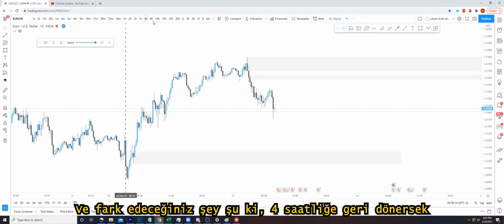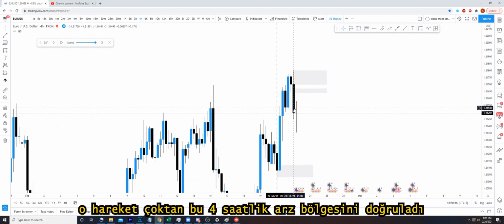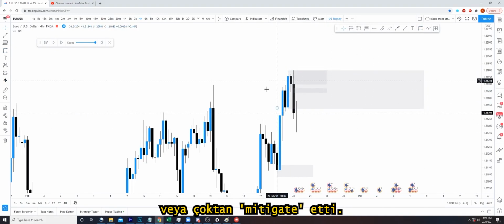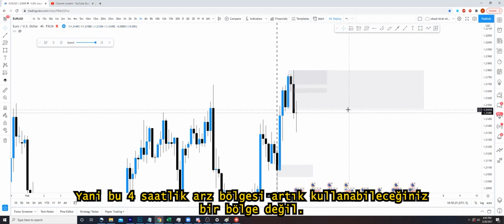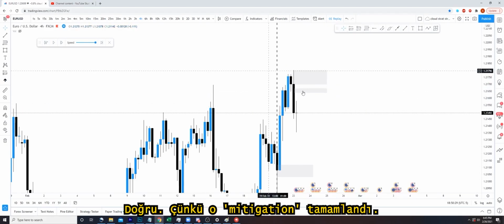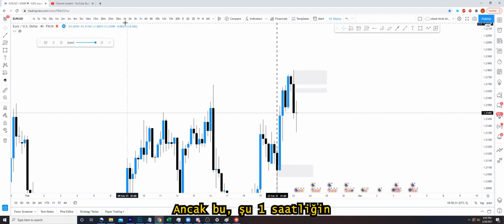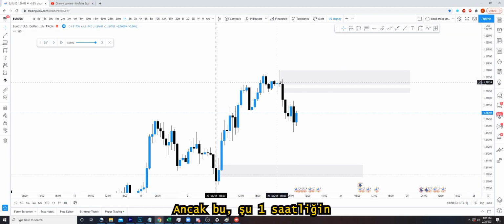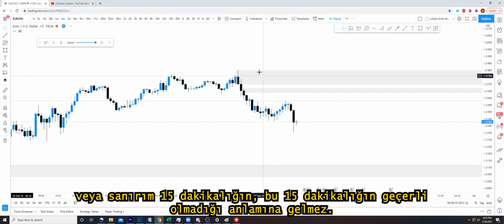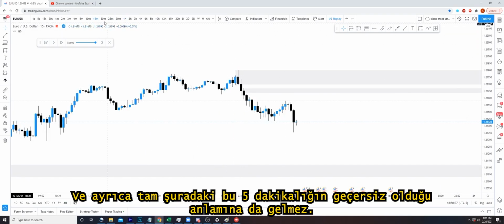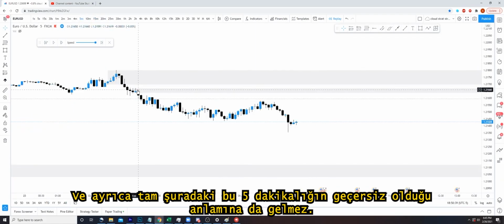And what you'll notice is if we go back to the 4 hour, that move has already mitigated this 4 hour supply zone. So this 4 hour supply zone is no longer one that you can use, because that's complete as mitigation. However, that does not mean that this 1 hour, or I guess the 15-minute, isn't valid. And it also does not mean that this 5-minute right here isn't valid.